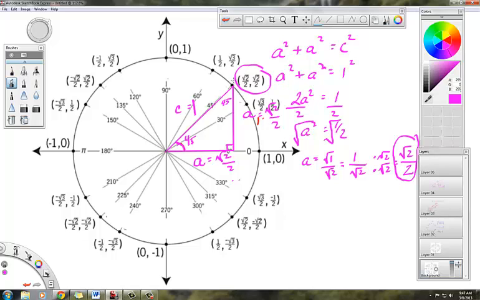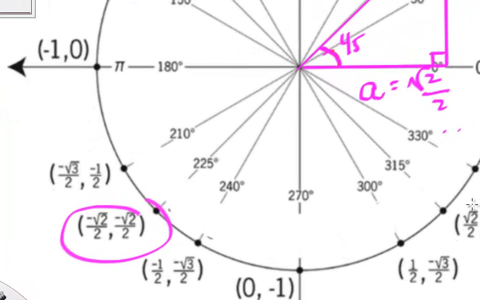You can see that for all 45s, if I just circle this real fast, they're all radical 2 over 2. Every single pink circle I just put on there is radical 2 over 2 for the x and y. The only difference is the signs change depending on what quadrant you're in. Like I said, that's going to be the subject for the next one.